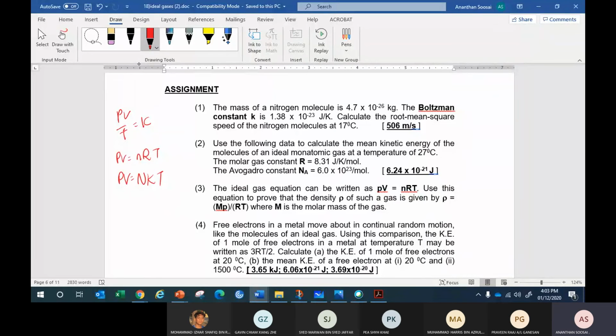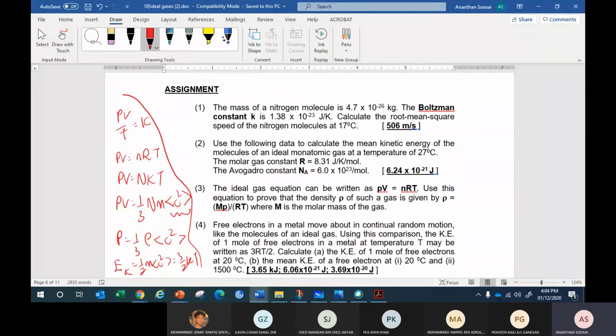Then PV equals 1/3 N m c squared. Very important term, mean square speed. Then we did P equals 1/3 rho c squared. Then finally, the kinetic energy of one particle, 1/2 m c squared, was what? 3/2 kT. Remember these equations to be used. 1, 2, 3, 4, 5, and 6. Okay, so let's go to the first one.